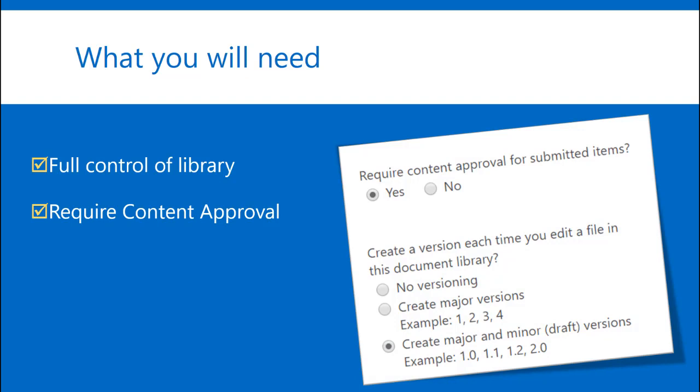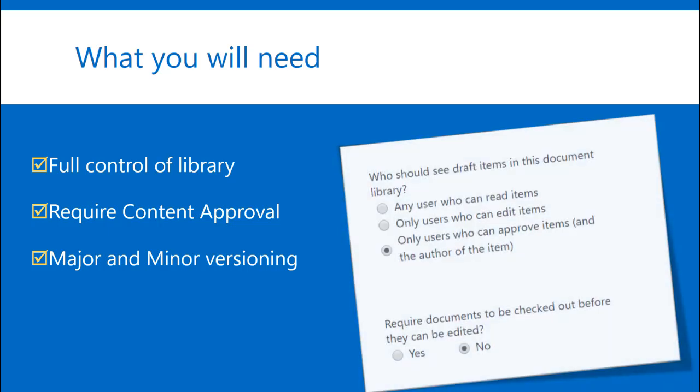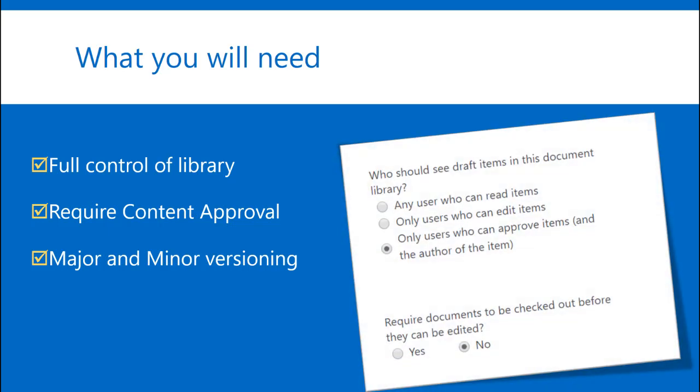More on that later. To follow along with this guide, you need full control or owner level permission for the library. Go to Library Settings, then select Versioning Settings and enable Require Content Approval for submitted items and Major and Minor Versioning. While you're there, note the Draft Security Settings. This section determines who can see the file while it's still a draft. I selected the third option, which allows only approvers and the person who created the file, or the author, to see the drafts. Finally, I highly recommend that you do not require checkout for the library.